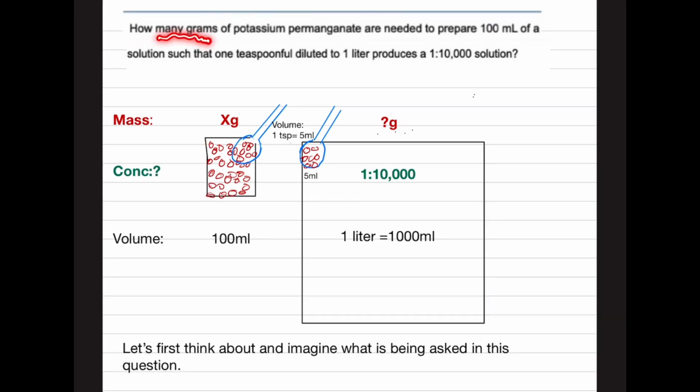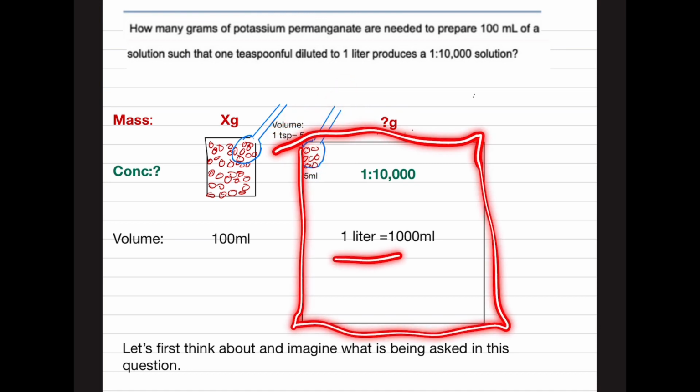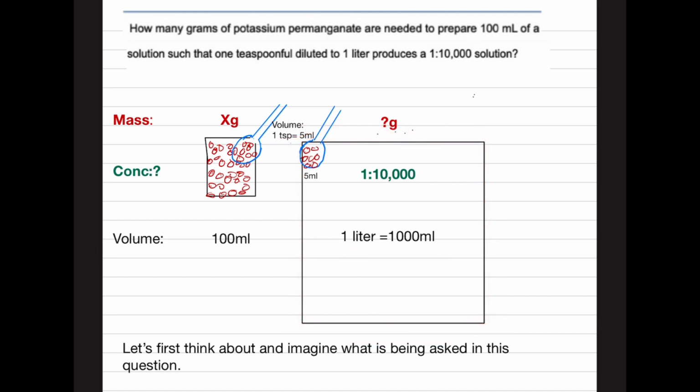How many grams of potassium permanganate are needed to prepare 100 mLs of a solution? So this is representing that sentence. How many grams are needed to prepare 100 mLs of a solution such that 1 teaspoonful, the same teaspoon is right here, 1 teaspoonful diluted to 1 liter. 1 liter is the final volume. They're going to QS it, diluted up to 1 liter, produces a ratio strength of 1 to 10,000 solution.